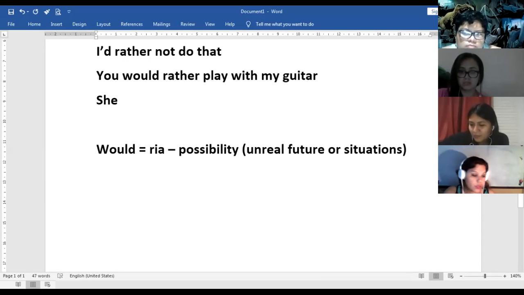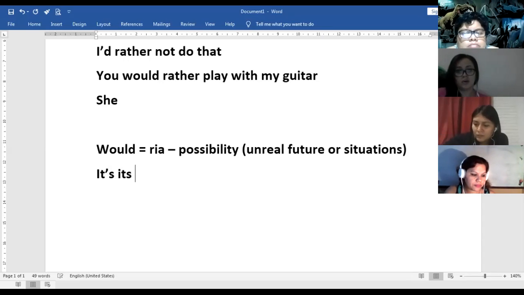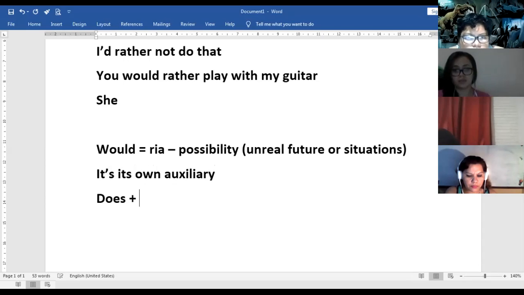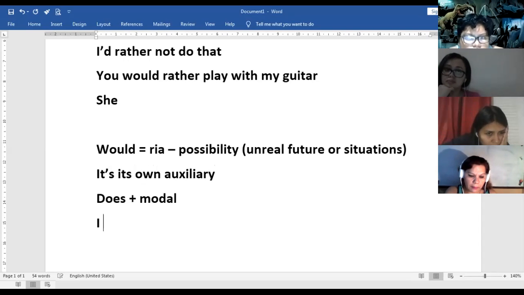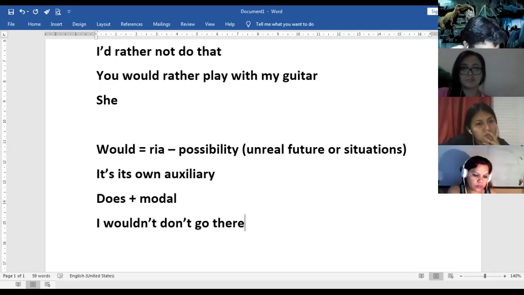So if you add would to a verb, by the way, would is a modal, okay? And like every modal, it is its own auxiliary. So, in other words, you cannot use does plus would, or a modal plus does, because that doesn't make sense. You cannot say "I don't would go there." You have to say, I wouldn't go there. I wouldn't go there.